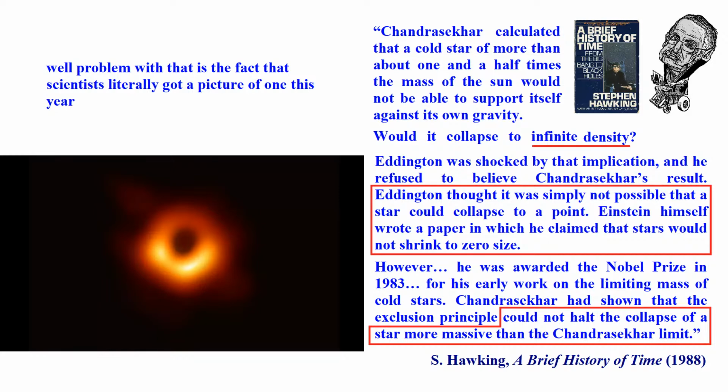He said, pointed this out in the past, Eddington thought it was simply not possible that a star could collapse to a point. Einstein himself wrote a paper in which he claimed that stars would not shrink to, what? Zero size. Now, does that thing on the left look like zero size? It looks like it's got at least 2 dimensions, if not 3. So that's not a black hole according to what a black hole is supposed to be. A black hole is supposed to be zero size, and that thing on the left is not zero size. So I don't know what they took a picture of.